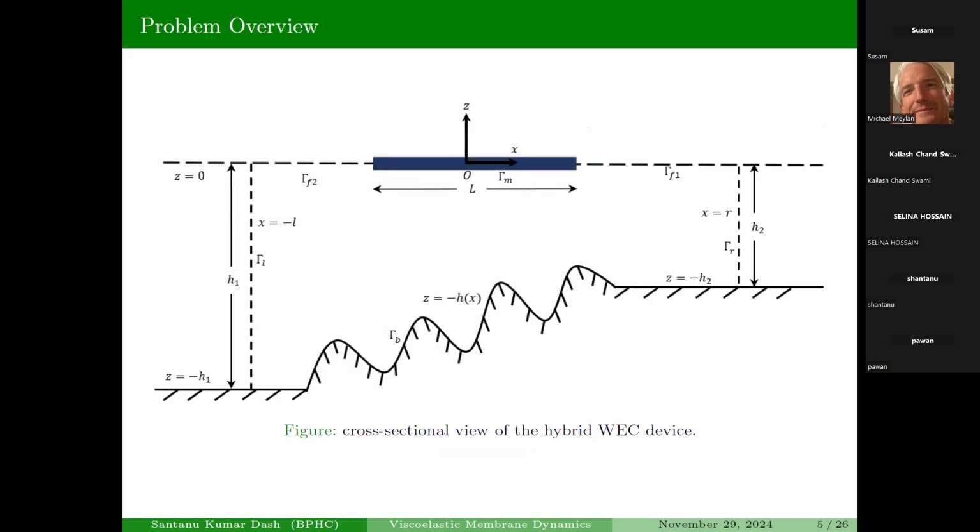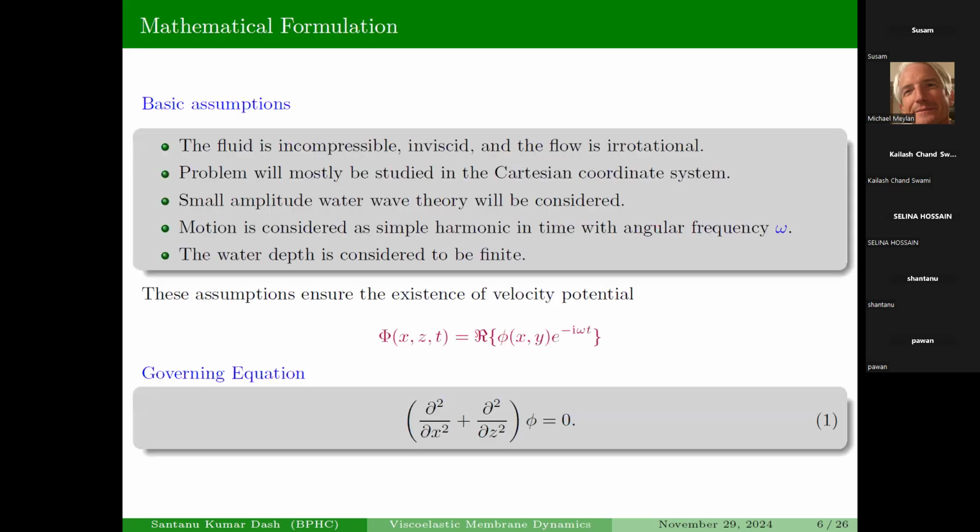This is the schematic view, sorry for the caption. This is the membrane that is placed over a variable bathymetry. To model this, we have used the linear water wave theory, and the assumptions are that the fluid is incompressible and viscous, and the flow is rotational. The problem has been studied with the help of a suitable two-dimensional Cartesian coordinate framework.